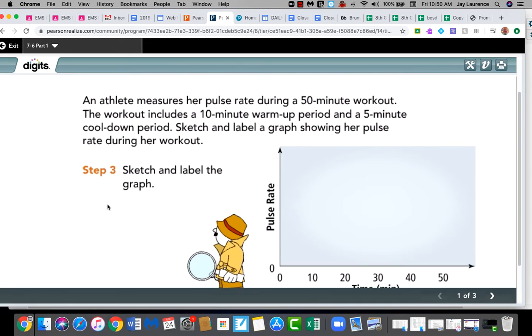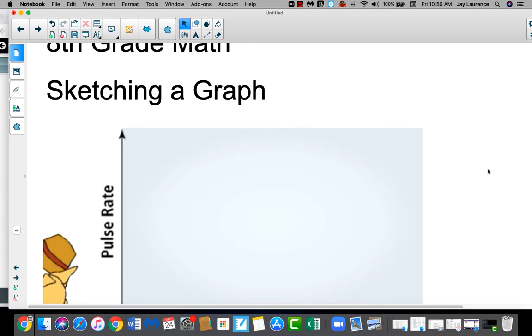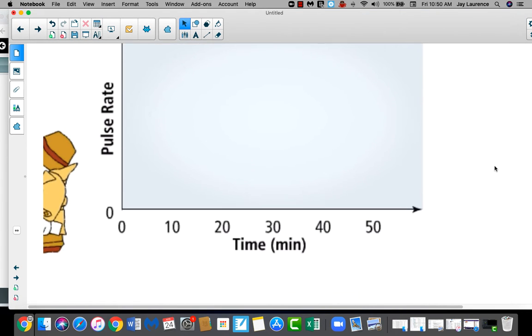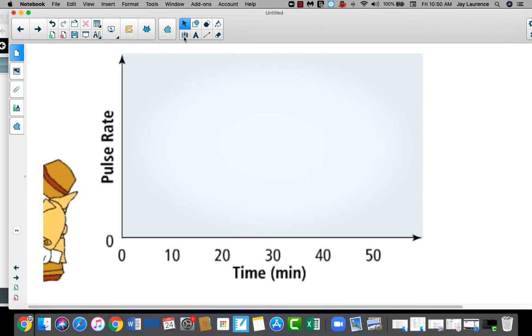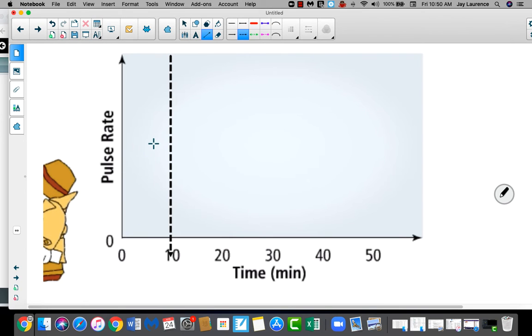Okay, so here's how Mr. Lawrence would handle this. I know that there is a 10-minute warm-up period to this situation, right? I'm going to put a vertical line here. This is not drawn. This is just for me to demonstrate. I'm going to take it out. It is not a part of my graph. Somewhere along here is going to be the warm-up period.